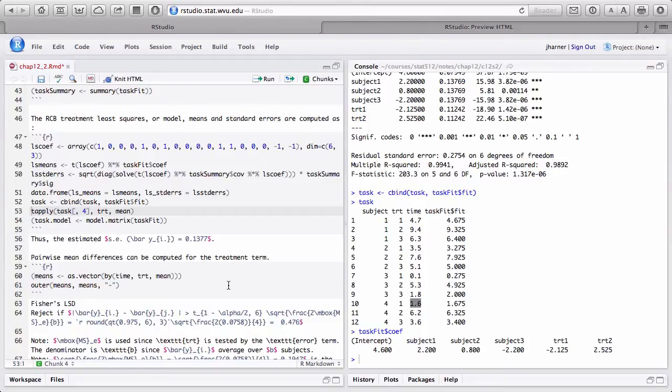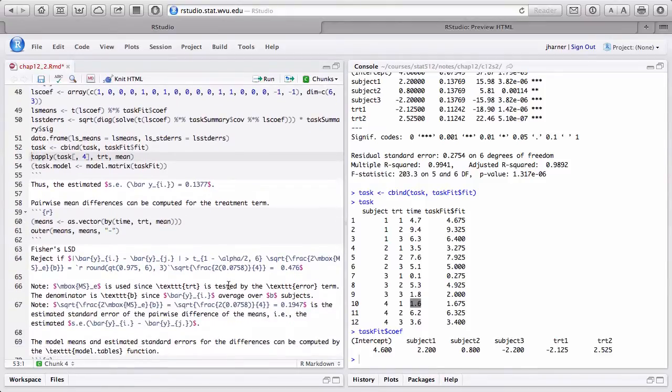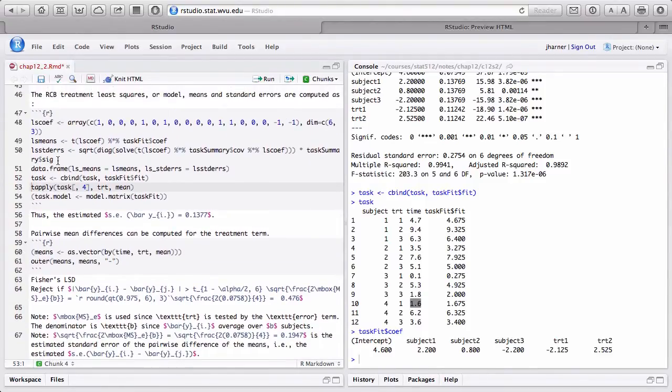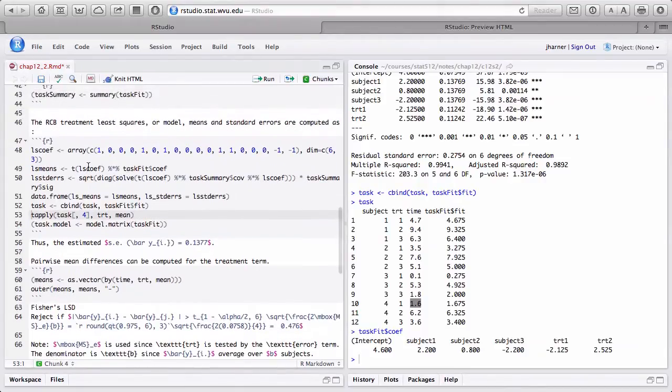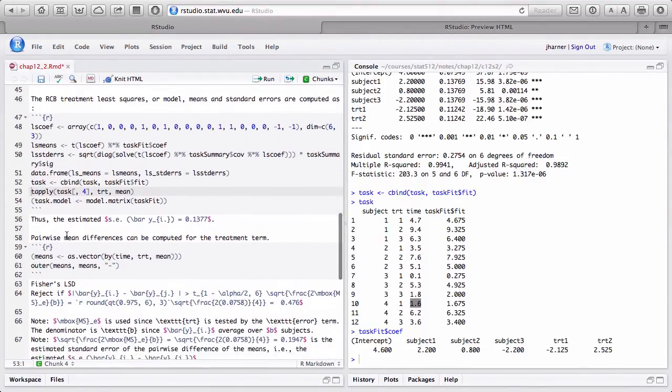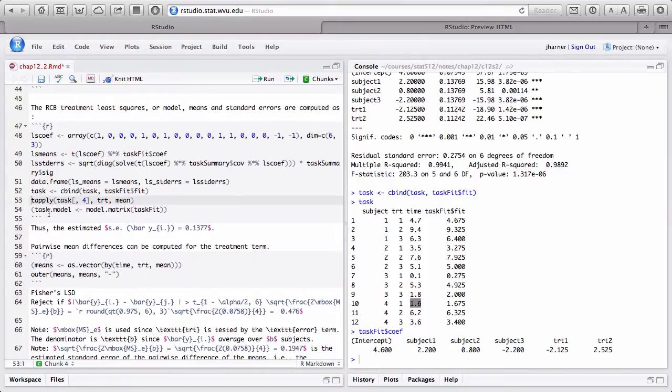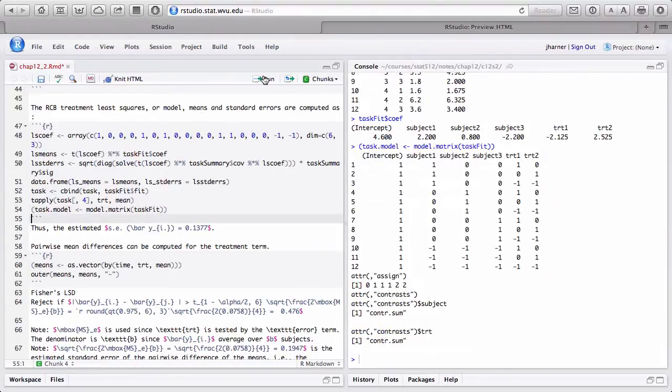I need to fill in a little bit here. Someplace I thought, yeah, there's something called a model matrix, and that's actually what's called the model matrix. And the model matrix is what is usually used internally by R to fit the model. So you might ask, what is that?